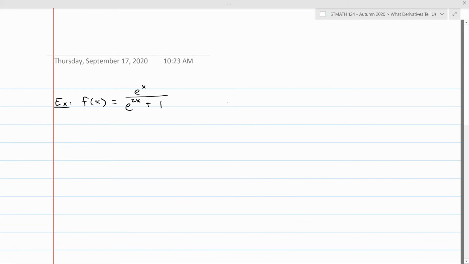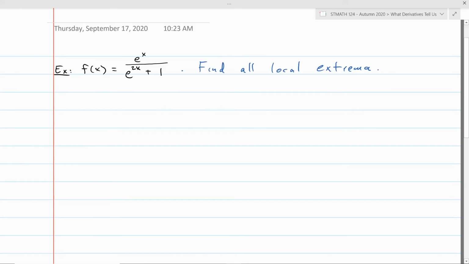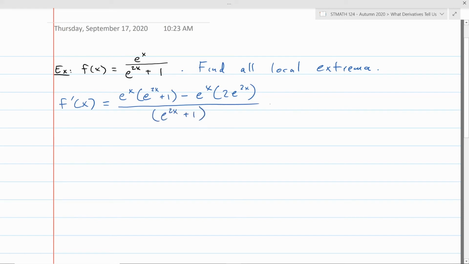So I want to do the same thing here. I want to use the first derivative test, and I want to find all local extrema. So first thing I've got to do is find the first derivative. So f prime of x, well, let's see. If I use the quotient rule, I'd have e^x times (e^(2x) plus 1) minus e^x times 2e^(2x), and that'll all be divided by e^(2x) plus 1. And let's see, I've got e^(3x).